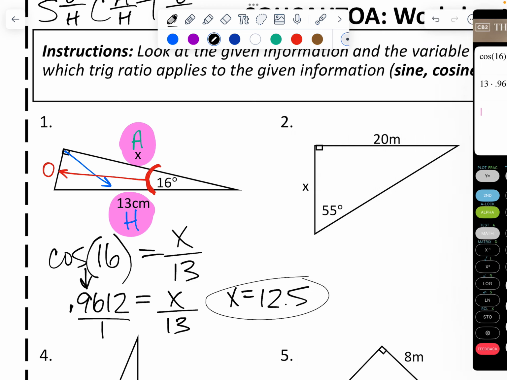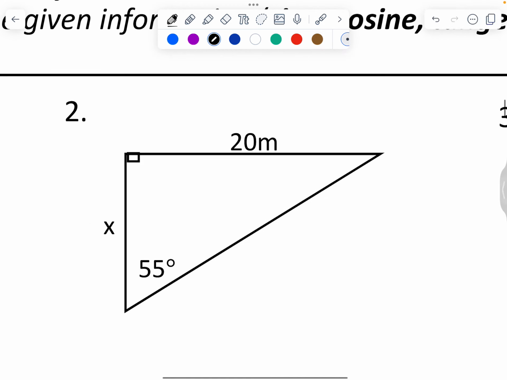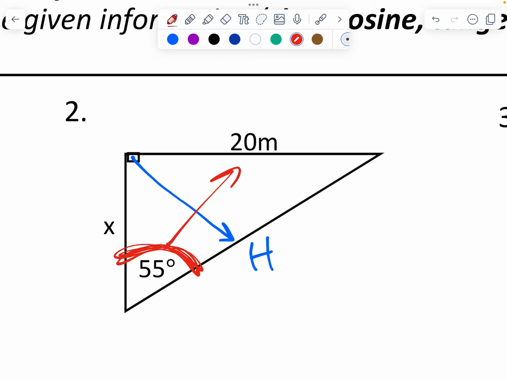Okay. I'm going to do another one. I'm going to label my hypotenuse, which is this one. I'm going to swoop my angle. And that means that this side is opposite and my last side is adjacent. And I have my X with A and I have my number with O.